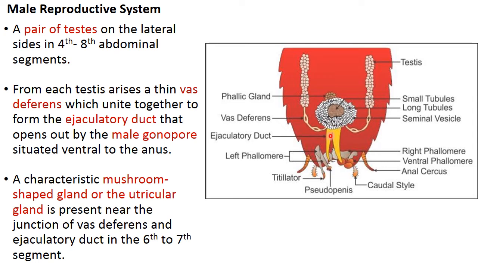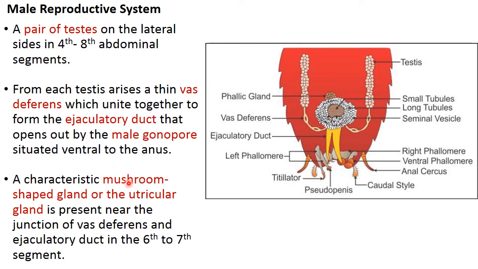So that's what we said. A pair of testes कहाँ पे? In the 4th and the 8th abdominal segment. और testes से क्या arise होगा? Vas deferens, which unite together to form the ejaculatory duct. This is the ejaculatory duct which is going to open out via the male gonopore.